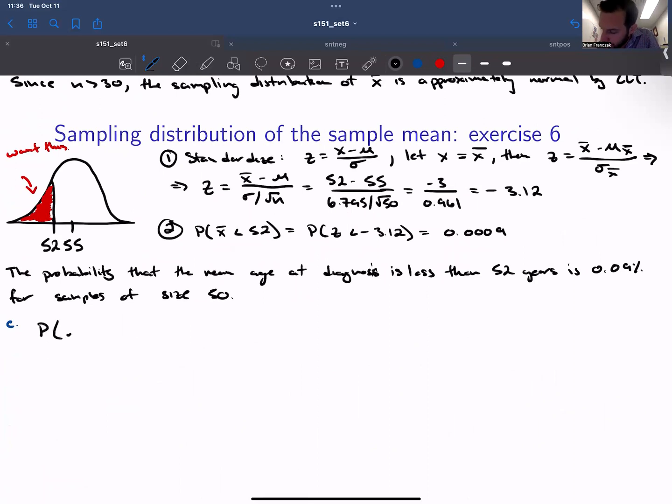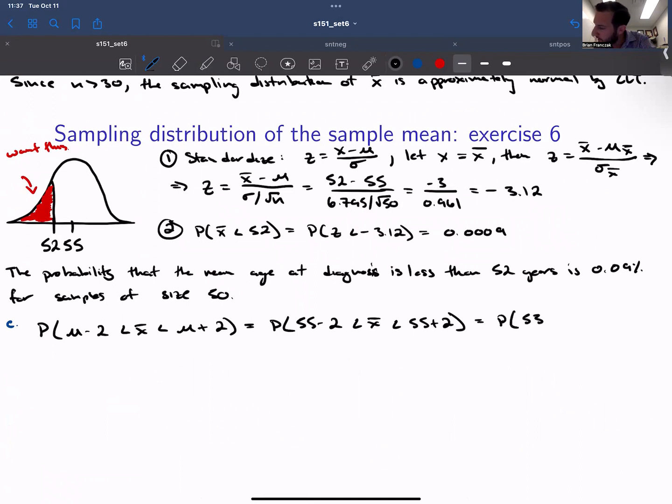We want the following: mu minus 2 is less than X bar is less than mu plus 2. There are a few different ways that we can approach this. We can do a little bit of simplification right off the start. We know that mu is 55. So this is going to be 55 minus 2 is less than X bar is less than 55 plus 2, right? So this is going to be the probability that 53 is less than X bar is less than 57.